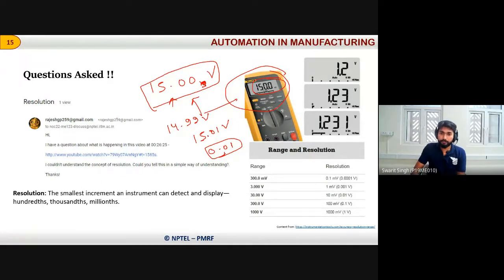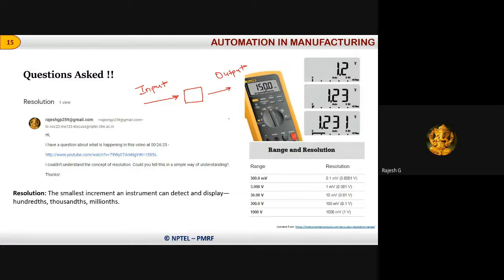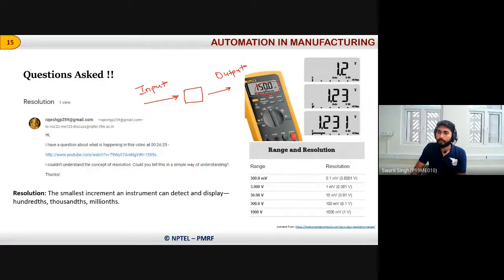So suppose this is a system, right? You will apply some input, and then you will get some output, right? Is it or not? Yes, sir. So this is the output, and the input is in terms of voltage, right? So if you are applying some unknown voltage and you are getting some value like 15.00 volt.